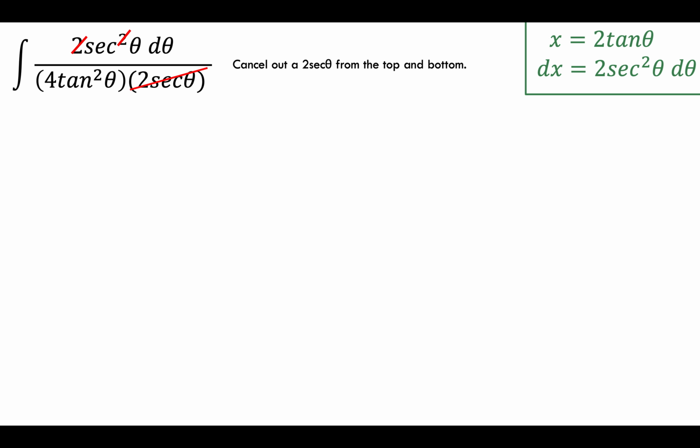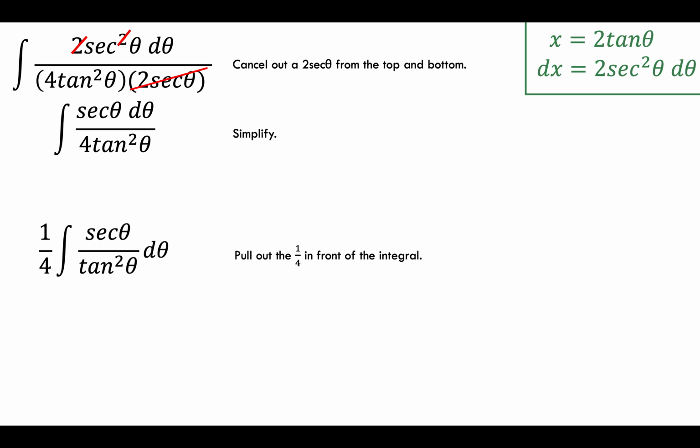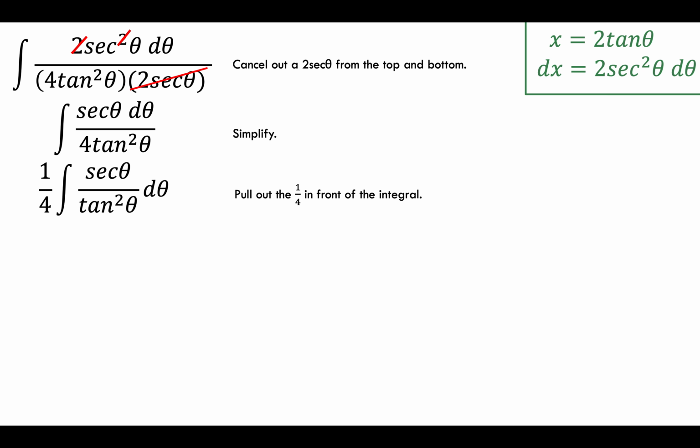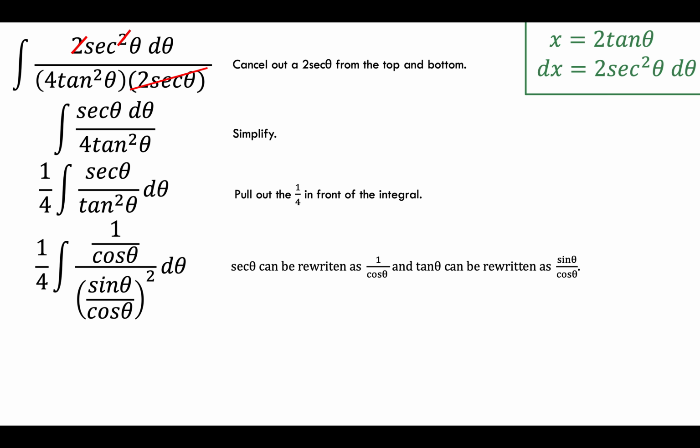Moving on, we can cancel out a 2 secant theta from the top and the bottom, and simplify to make it the integral of secant theta d theta over 4 tangent squared theta. Next, we can pull out the 1/4 in front of the integral. Secant theta on the top can also be written as 1 over cosine theta, and tangent theta can be rewritten as sine theta over cosine theta.